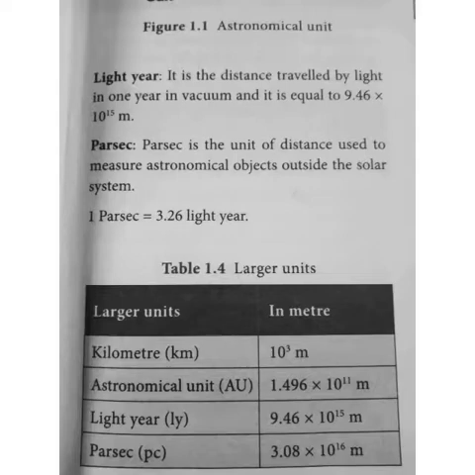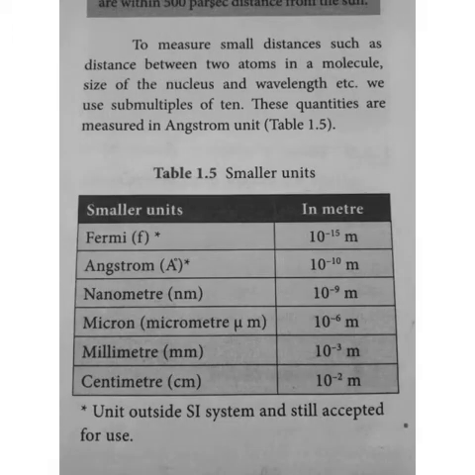Next, the light year. It is the distance traveled by light in 1 year in vacuum, and it is equal to 9.46 into 10 power 15 meter. Next is parsec. Parsec is also a unit of length, used to calculate the distance between astronomical objects outside the solar system. Astronomers use it to measure distances to astronomical objects outside the earth. So the larger units are kilometer, astronomical unit, light year, and parsec.